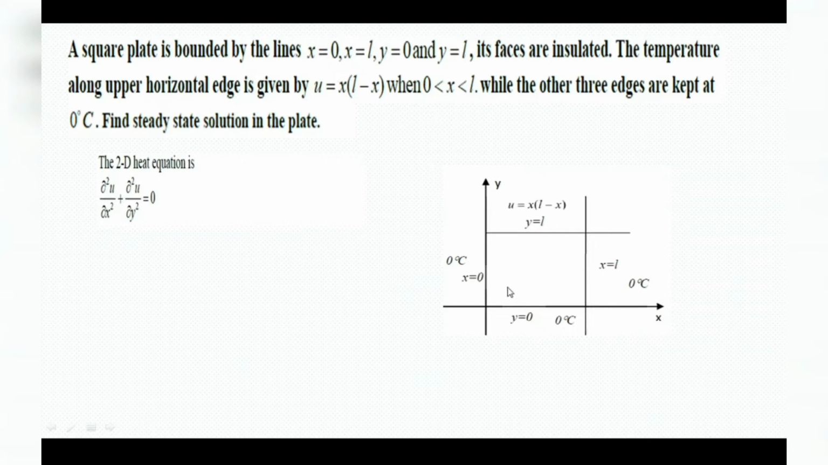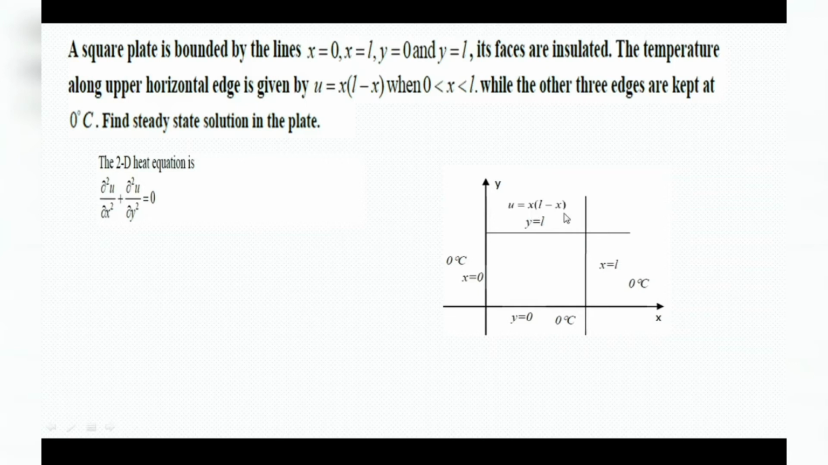We know how to draw a square in the xy plane. This is the equation y equal to 0. This is the equation x equal to 0. Anything parallel to the y axis is x equal to some constant, and here it is given as L. Similarly, for the equation y equal to 0, the parallel line is y equal to L. And the upper horizontal is maintained at the temperature x(L minus x).